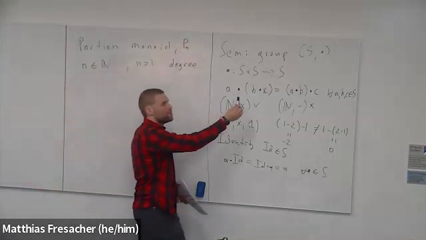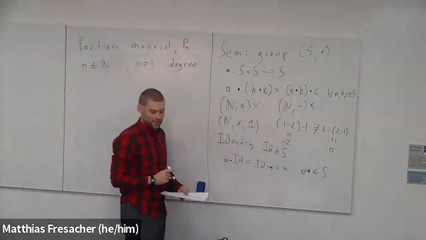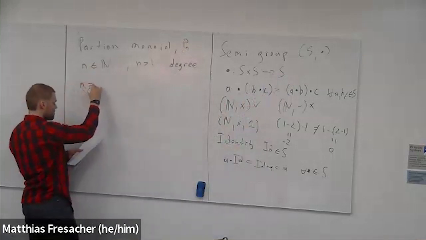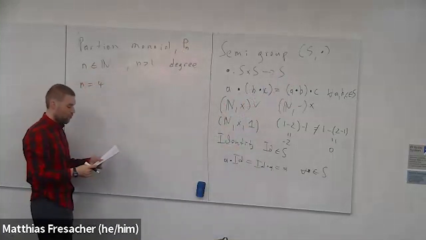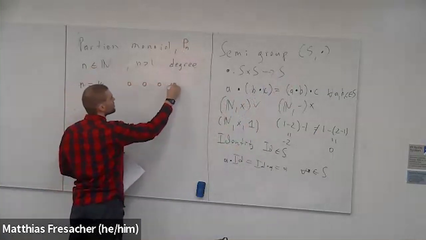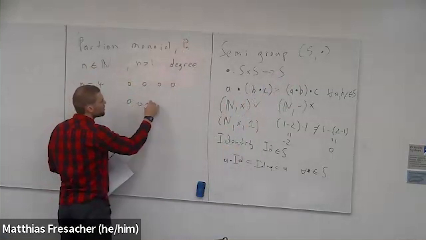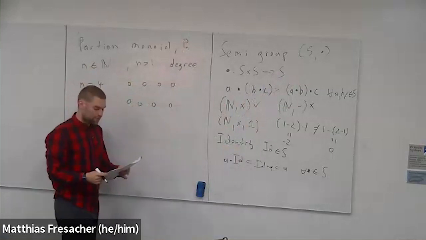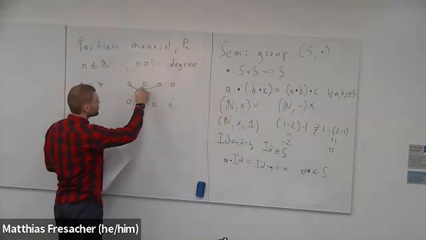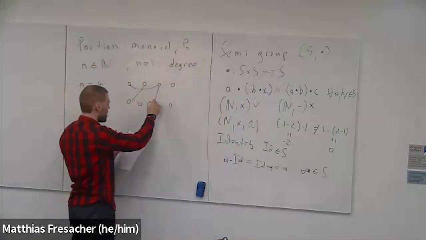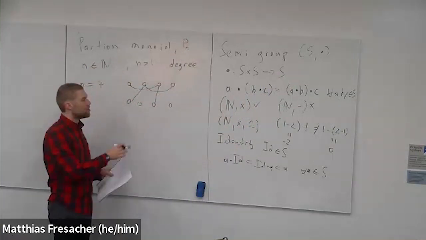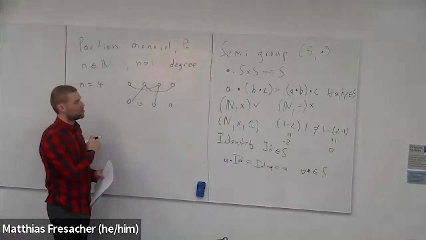We need to define what are the elements in this set. So let's suppose we're going to pick n is equal to 4. That means I'm going to have 4 vertices in a row. I'm going to copy them underneath, and then I can put in edges in whichever possible way I want. So this might be an example of an element in our partition monoid.